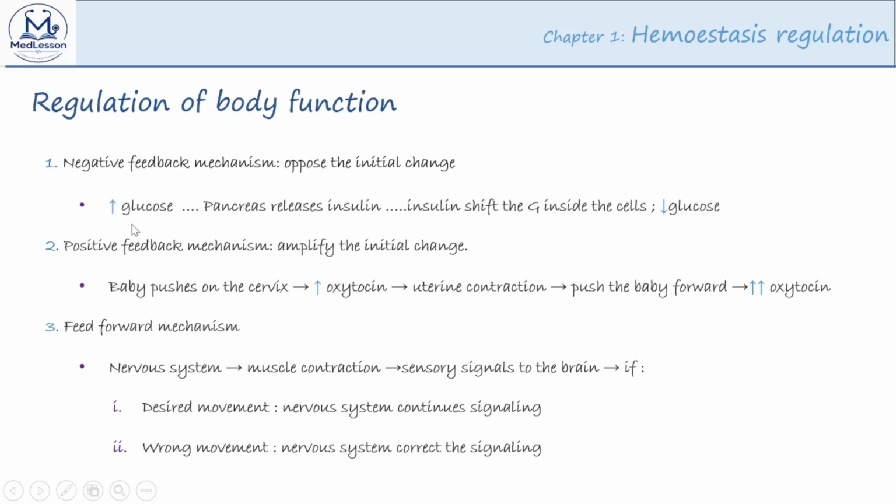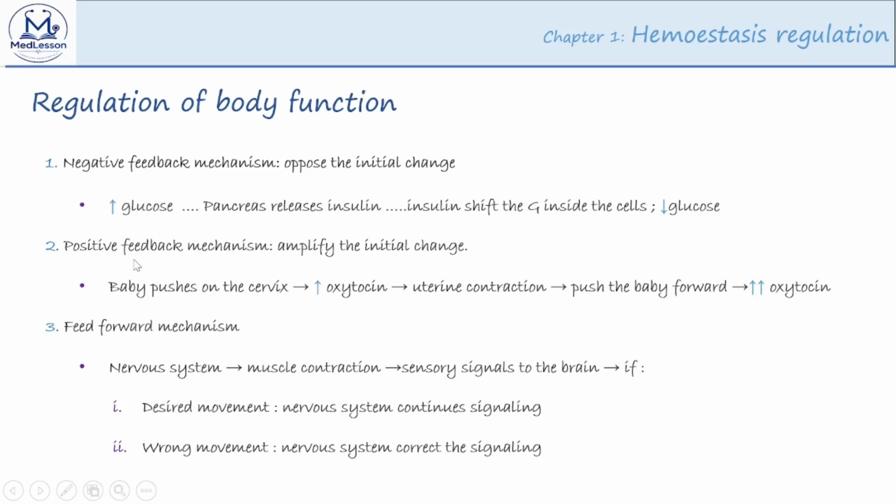Let's have an example. If we have a high blood glucose, for example, after a high carb diet, the pancreas releases insulin. Insulin shifts the glucose inside the cells. It means that now we have less glucose in the blood because most of them have gone inside the cells. So we can say here that at first there is a high glucose in the blood and now we have less glucose in the blood. So consequently we conclude that insulin reduces the glucose level by negative feedback mechanism.